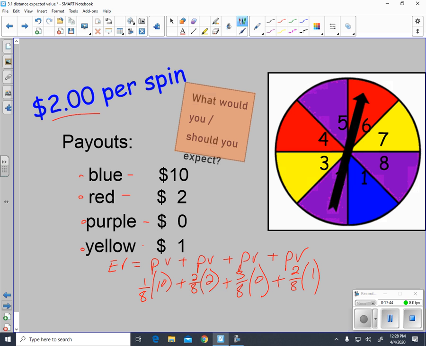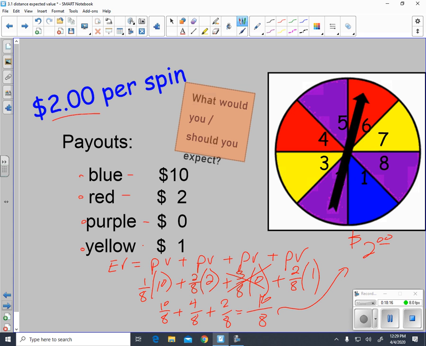Well, 10 times 1 is 10 over 8, plus 2 times 2 is 4 over 8, plus 0, right? I'm just gonna drop that off. That's 0. And then 1 times 2 is 2 over 8. And I have a common denominator of 8. And let's just add on the top. 10, 4, and 2 is 16. 16 eighths. Well, what's 16 eighths equal? And that's exactly $2, right?